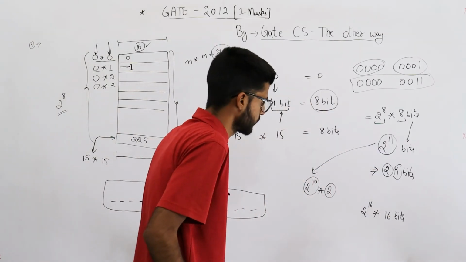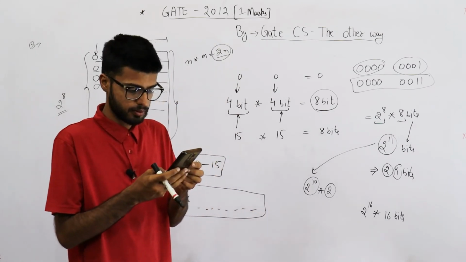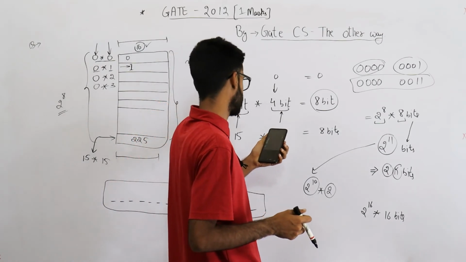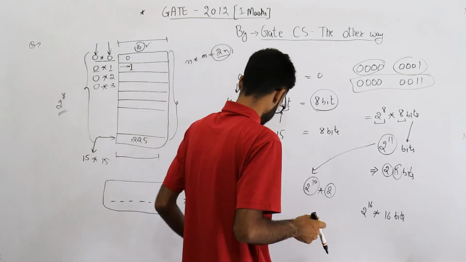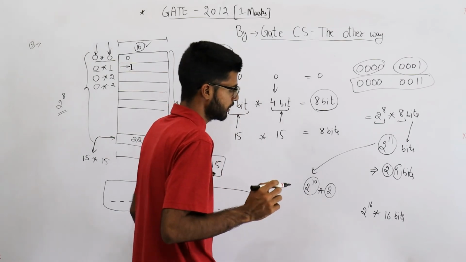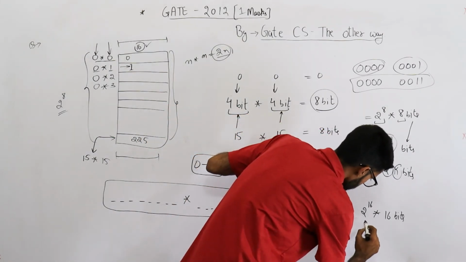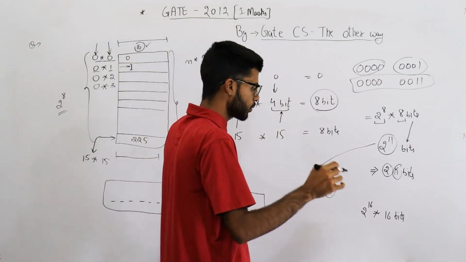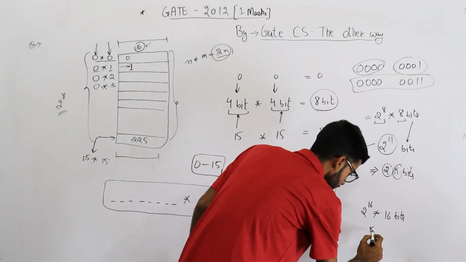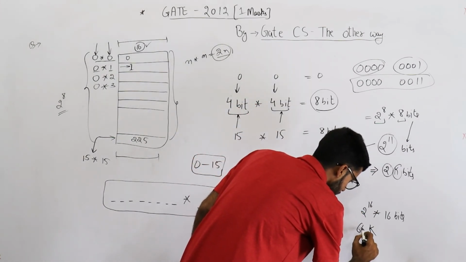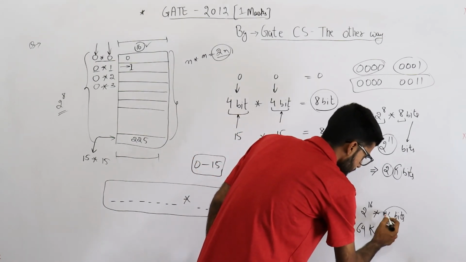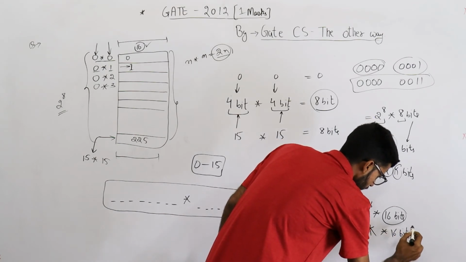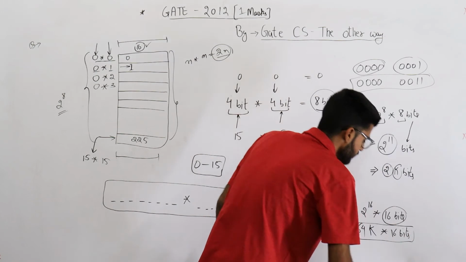So your answer is going to be 2 raised to the 16 into 16 bits. Let me see what the unit is according to the options. Here also we need not convert into bytes, and your answer is option number B. How did I get option number B? It's 64K. So this 2 power 16 can be written as 2 power 10 into 2 power 6. 2 power 10 becomes K, and 2 power 6 becomes 64. 64K, and these 16 bits are copied as they are. This is your answer, which is option number B.